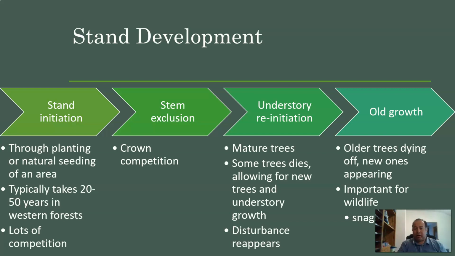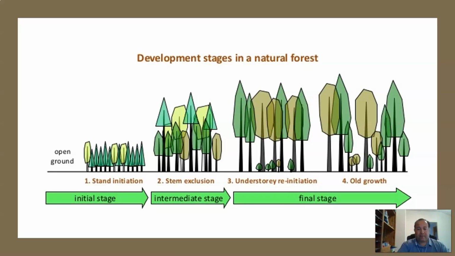So now we get what we call understory reinitiation, where you've got some trees that have established themselves in the canopy, but now you've got these other spots where other trees are going to try and work their way into the canopy. Maybe some shade tolerant trees find their way in at that point. And then you get the old growth phase, where the older trees are dying off, new ones are appearing, and kind of what most people think of as a typical forest. And this is what development looks like in a natural forest.